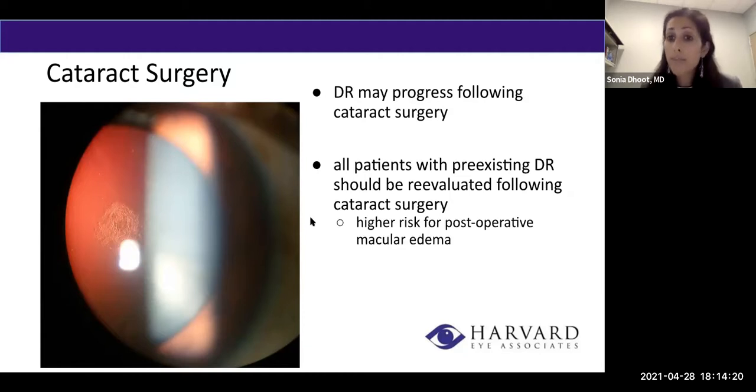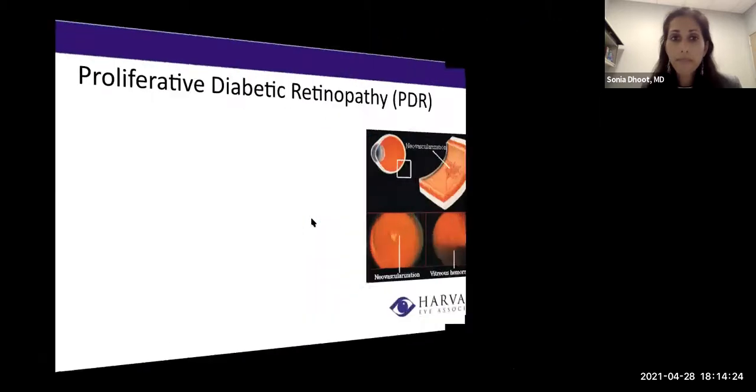There's a higher risk of macular edema after cataract surgery if you have diabetic retinopathy.